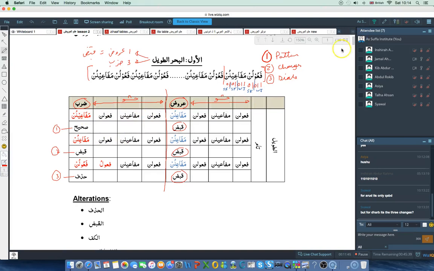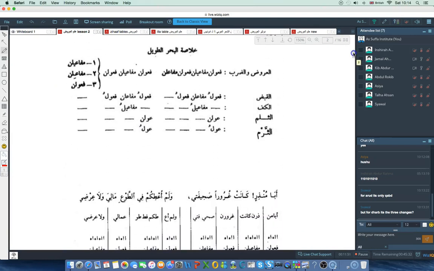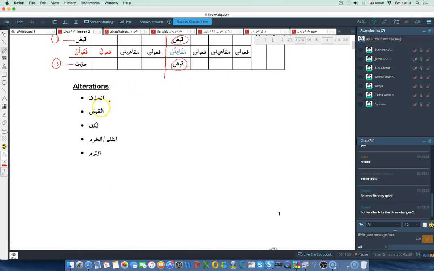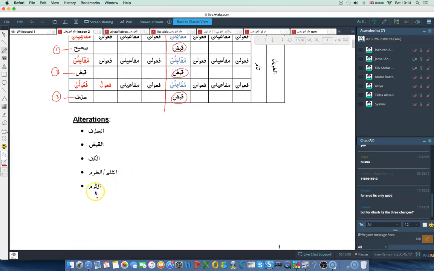Now I'm going to tell you the rules to do with the hashu. First of all, you see these alterations. There are five alterations that can occur in the whole of the Bahr Tawil. This is excluding sahih, which I haven't written here. If you include sahih, then it's six. But sahih is the default state; it simply means there's no change. Besides that, there are five alterations. I've shown you qabad is one of them, and hadaf is one of them. But there's also kaf, thalm, and tharm.